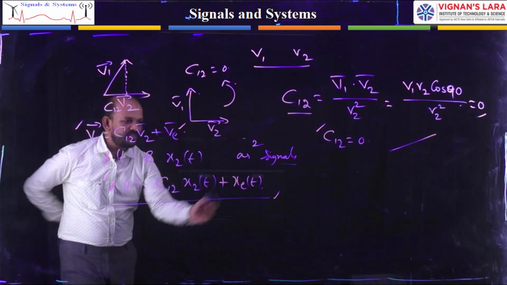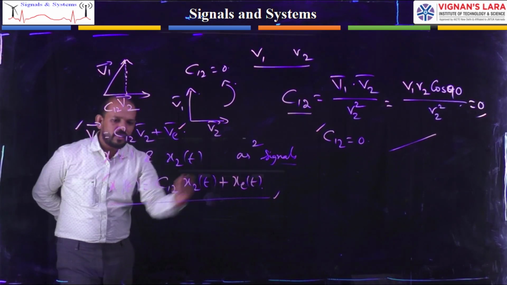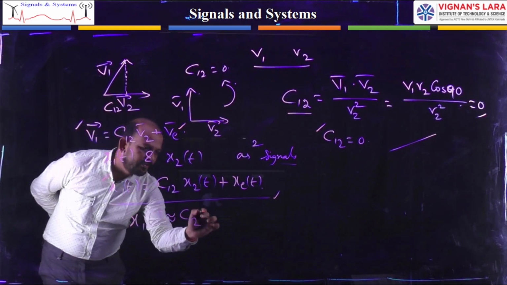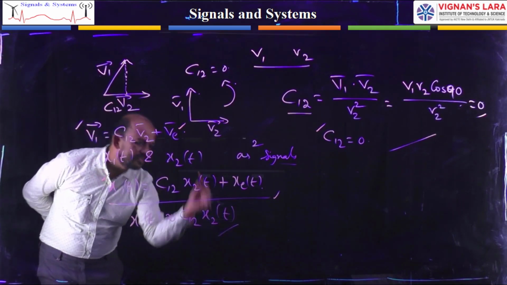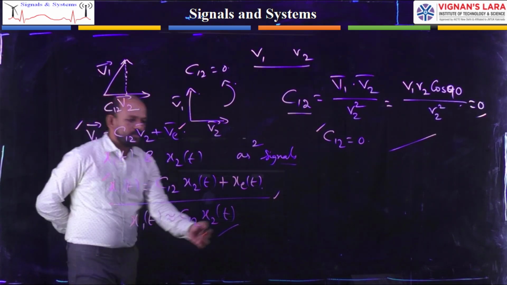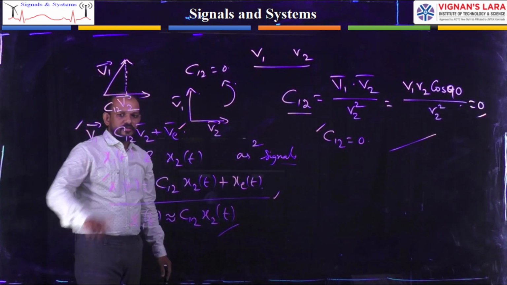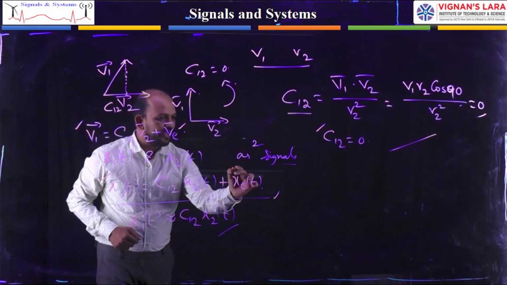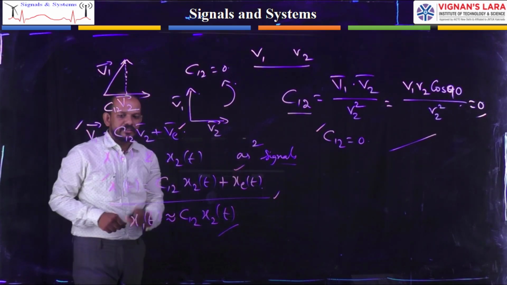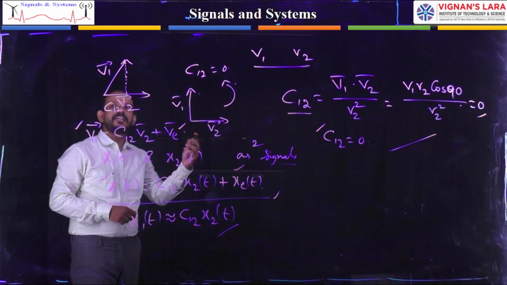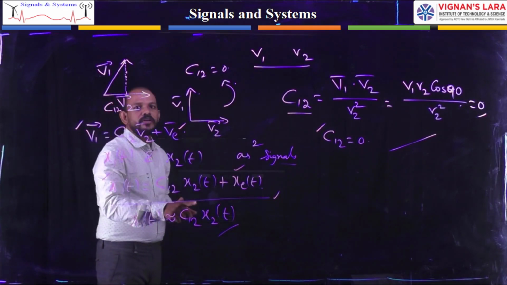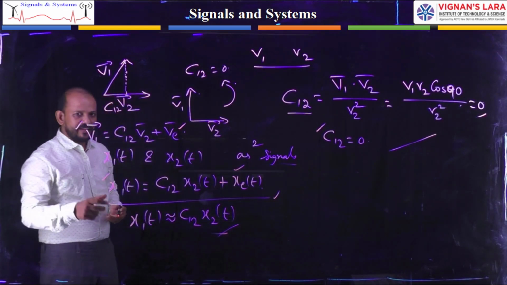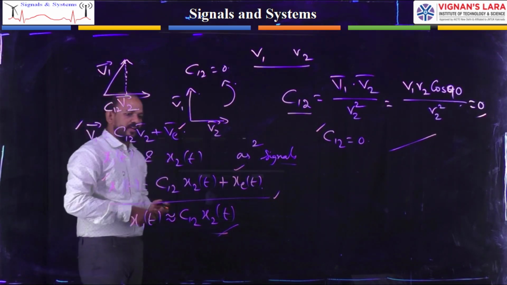By this equation, if this is very small, how can I write x1 of t? x1 of t is approximately equal to c12 into x2 of t. So x1 of t equals c12 into x2 of t plus xe of t, and we have to make this error as small as possible. Then our signal x1 of t is approximately equal to c12 into x2 of t. This is how we can get an approximate representation of x1 of t in terms of x2 of t.